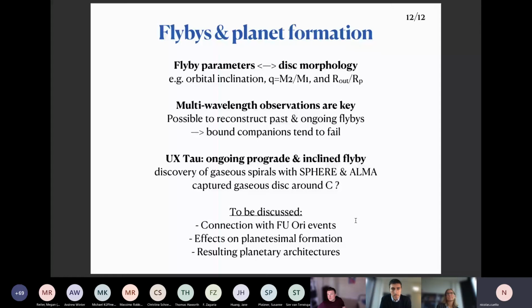Then the multi-wavelength observations are key to reconstruct these scenarios of interaction, and are bound to fail here most of the time. And for UX Tau, we have an ongoing prograde and inclined flyby. And we discovered for the first time these gaseous spirals with SPHERE and ALMA. And there is this idea about the captured material around the star C. And some things that we could discuss during this workshop are the connection with the FU Orionis events, the effects on planetesimal formation, and lastly, the resulting planetary architectures. With this, I conclude, and thank you very much for your attention.